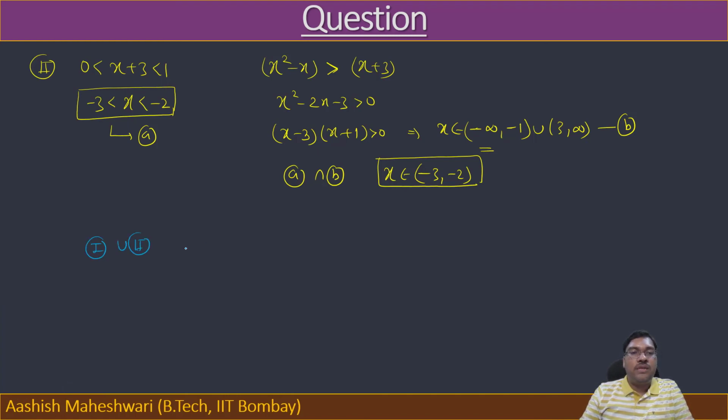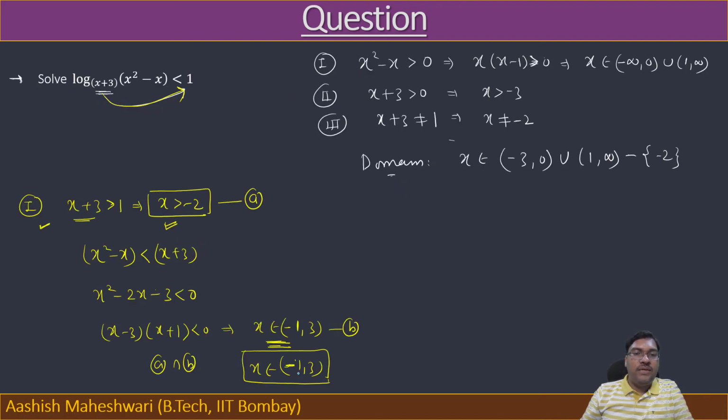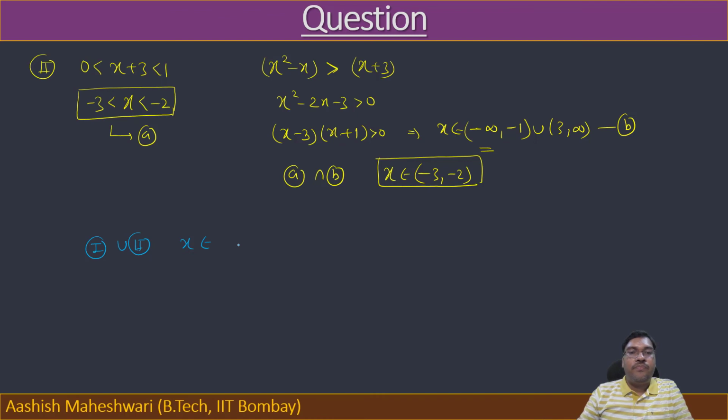So the final solution, we can say we have got first union second. What is the first union second? X belongs to, first solution was minus 1 to 3, union minus 3 to minus 2. So this is just the solution set. Now for the final answer, these values will be acceptable only when they are under the domain of the function or the domain of this equation.